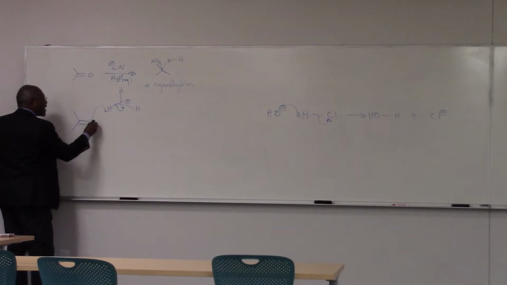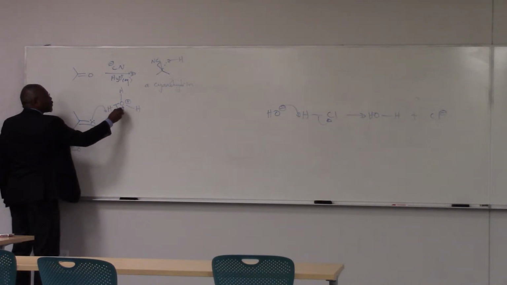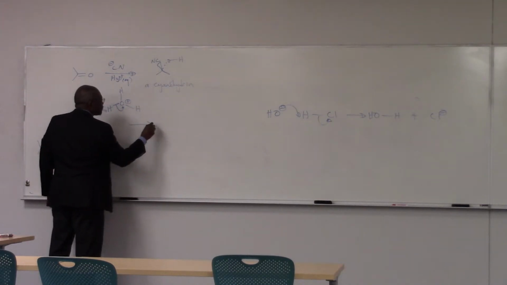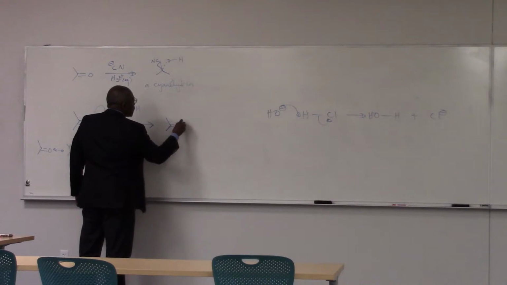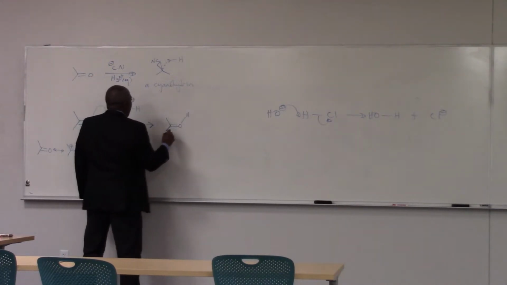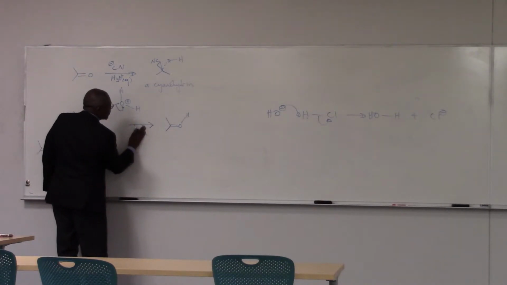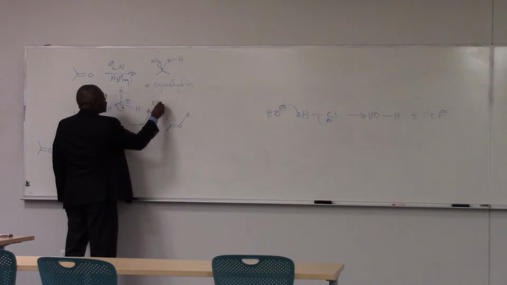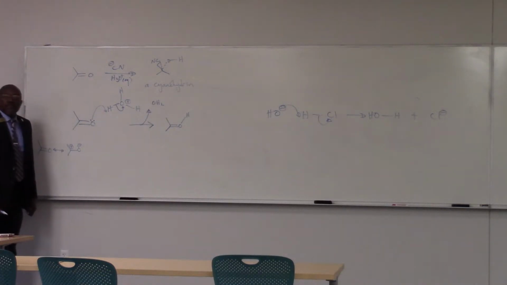So the lone pair electrons will attack the H. I'm going to break the bond between the H and the O, and that's going to give me this species, O with an H on it, and I'm going to lose H2O. Now, something is missing.